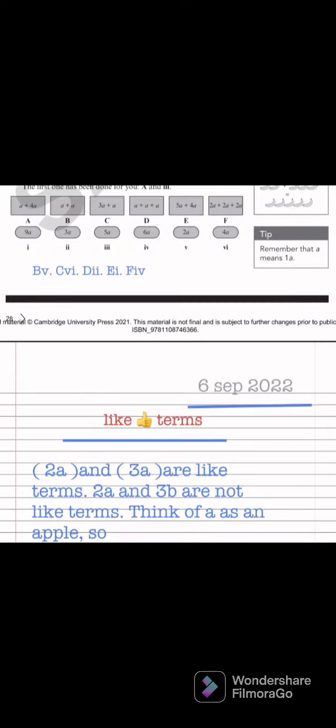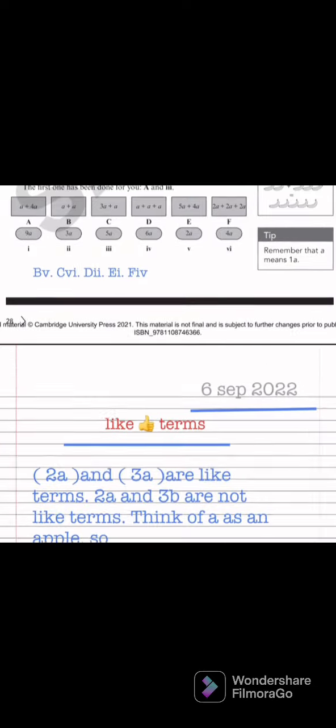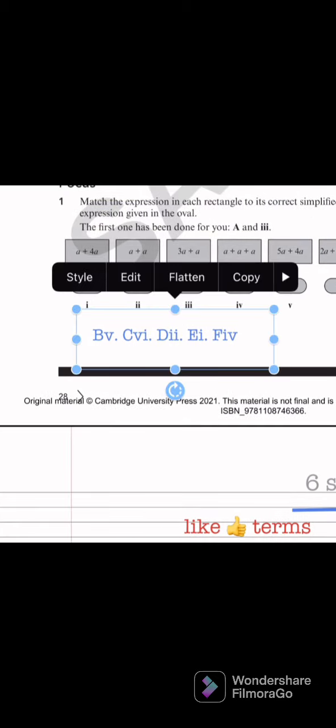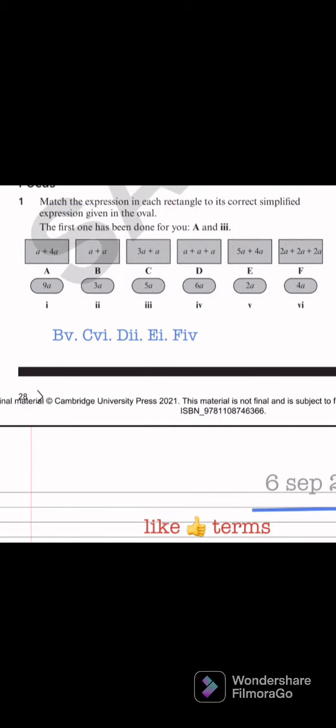Okay. Exercise 2.3. Match the expression in each rectangle to its correct symbol. The expression is given in the whole. The first one has been done for you. A plus 4a is 5a. And a plus a, number B, will be 2a.